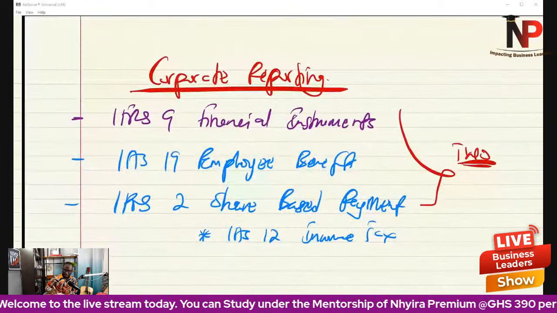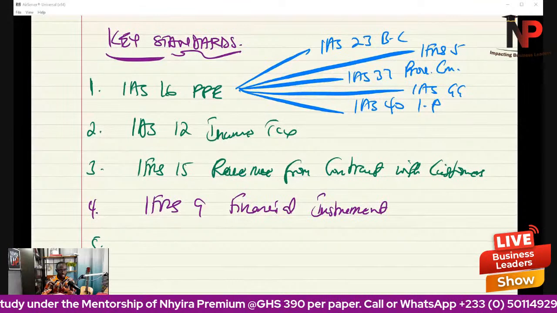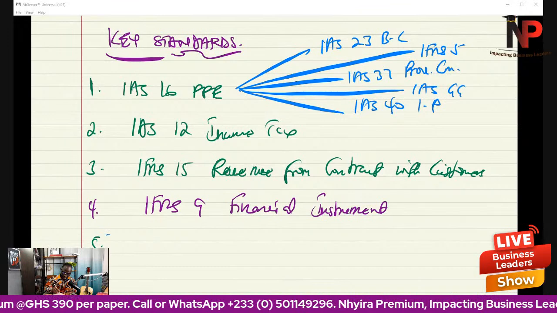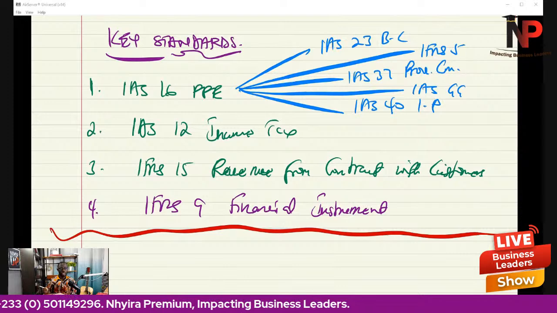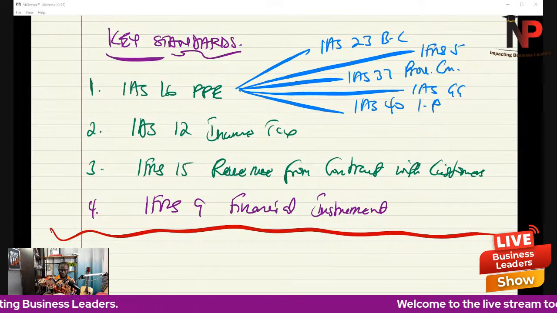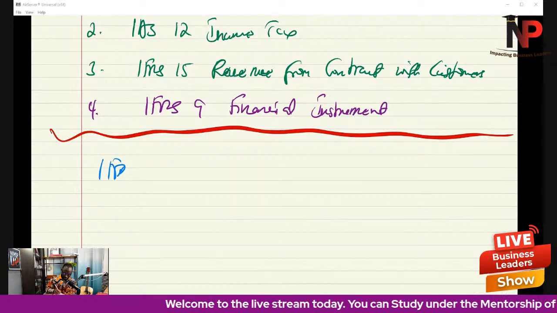Now let's head back. So IAS 16, IAS 12, IFRS 15, IFRS 9, these are standards that you must make sure you familiarize yourself with and understand the principle. There is a way you learn the standards, and I'm going to show you that in a moment so you know how to deal with that. Then there are other standards like IFRS 16, leases.